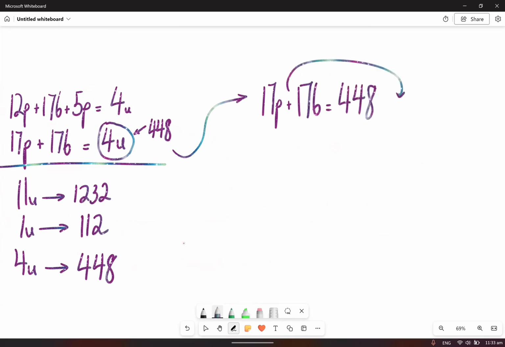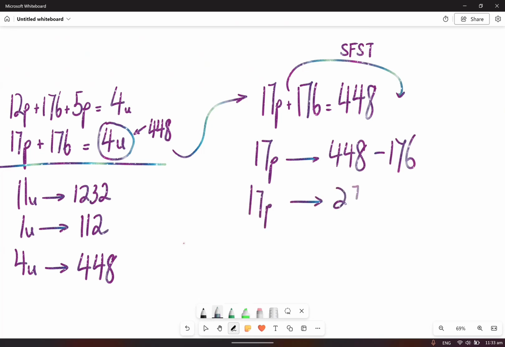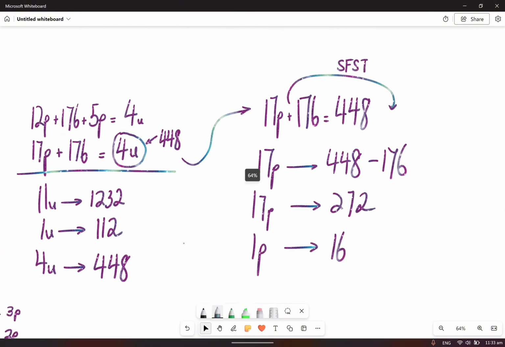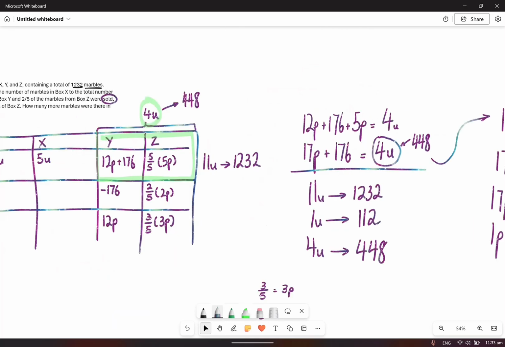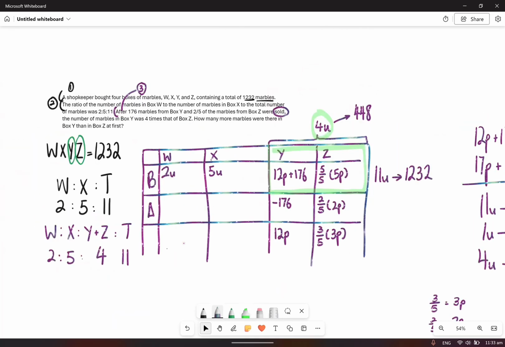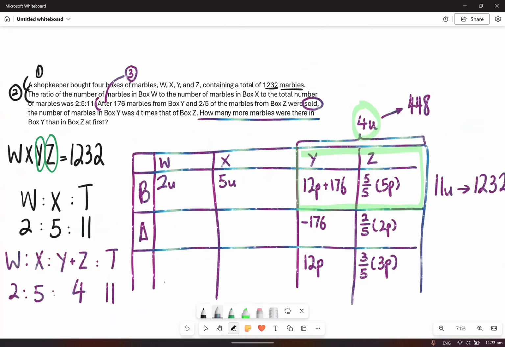Same family, sit together. 17 parts is actually equals to 448 minus away 176. Okay, so when I get to there, I will get to 17 parts. It's actually equals to 272. Of course, I want to find my one part. Beautifully, we got to 16. Now, Mr. Greenman is out. Read the question. The question says, how many more marbles were there in box Y than in Z at first?